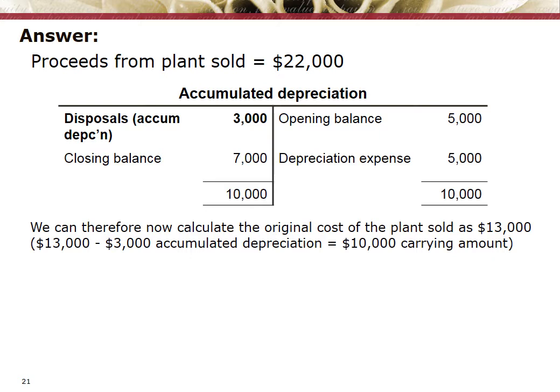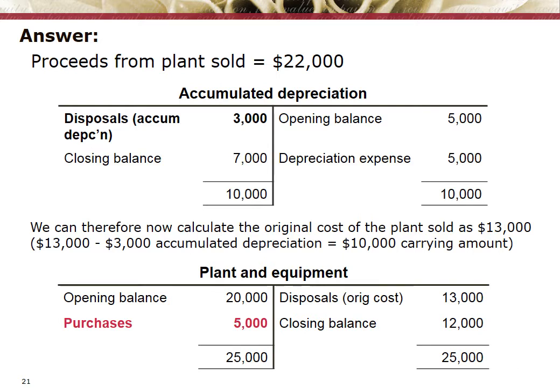With this information, the next step is to calculate the actual purchases of plant and equipment. We set up a T account for plant and equipment and add in the opening balance, which is $20,000 stated in the question, and the closing balance of $12,000. Plant and equipment's normal balance is an asset, hence being on the left hand side there.